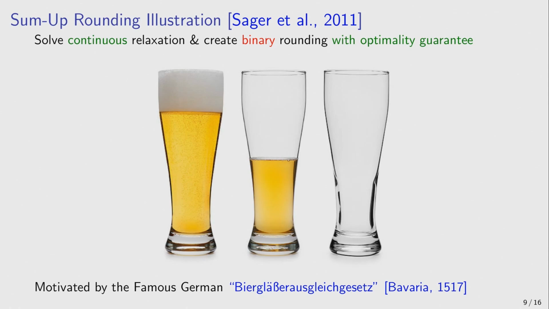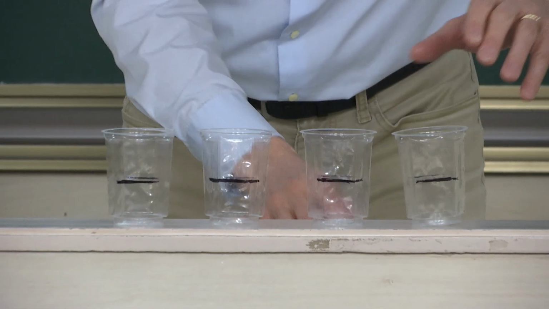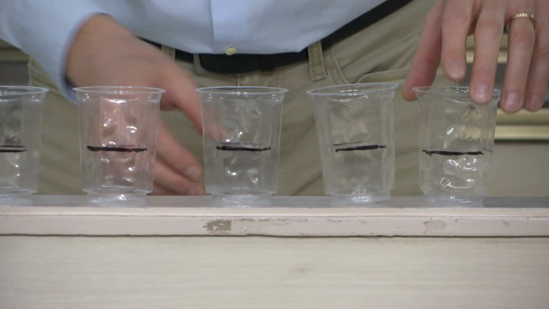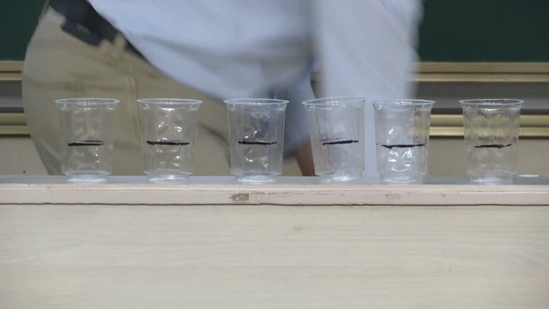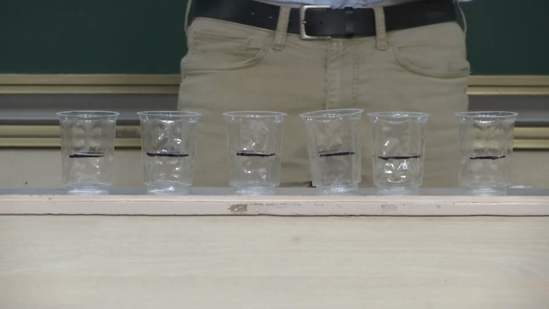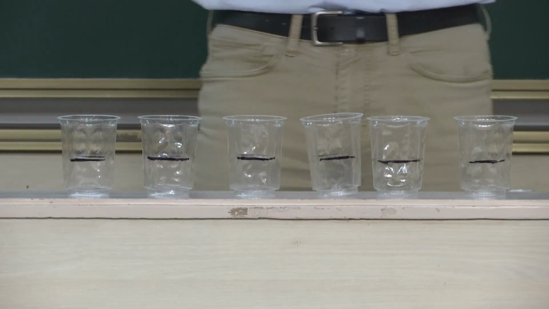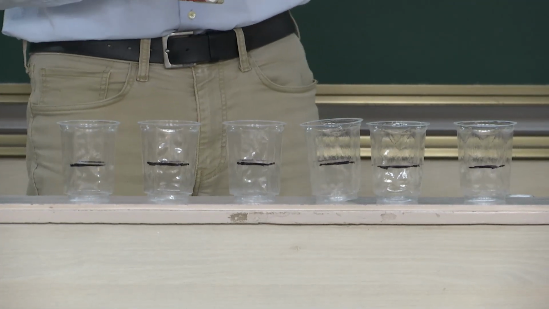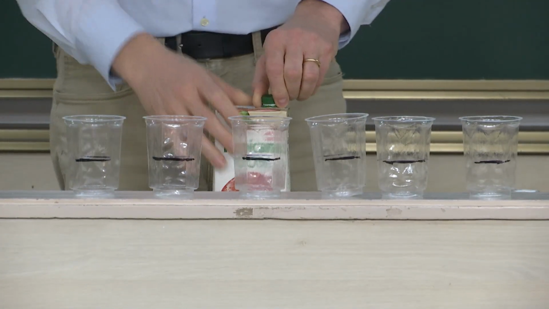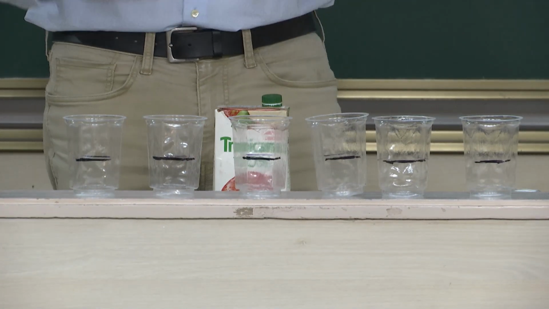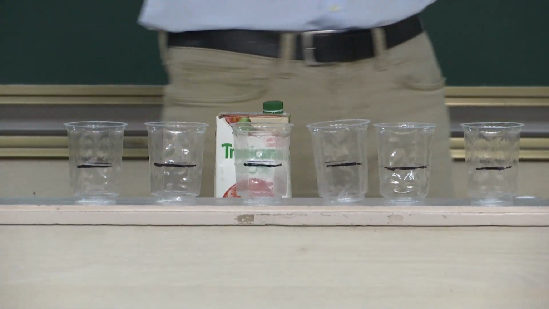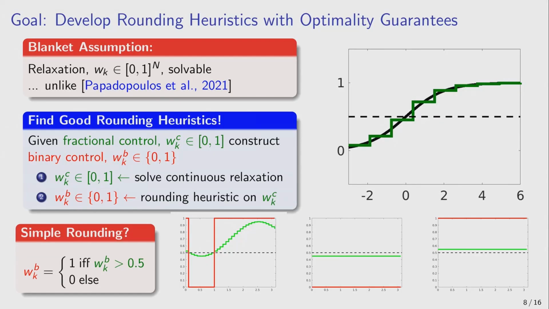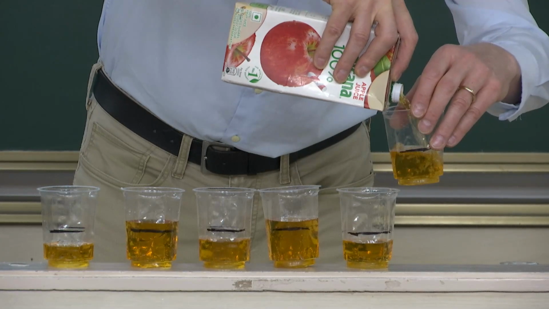So I've bought some cups, they're not glasses, they're just plastic cups, and we're not allowed to have beer on campus, so Ashutosh kindly provided me with non-alcoholic apple juice. There is no beer in this apple juice. What I'm going to do is create a continuous relaxation here. So imagine time goes from your left to your right. I'm going to create a continuous relaxation like this, just by pouring some apple juice in here.